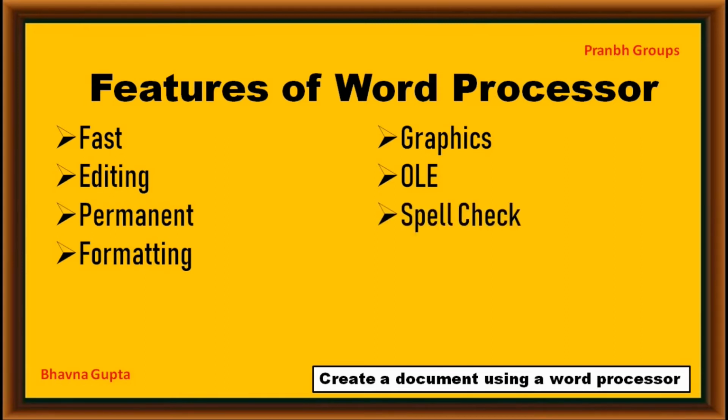Next feature, spell check. Word processors are not only capable of checking spelling mistakes but can also suggest possible alternatives for incorrectly spelled words. Some word processors can check grammatical mistakes and suggest alternatives and improvements. And next one, mail merge. The mail merge facility enables you to print a large number of letter documents with more or less similar text.